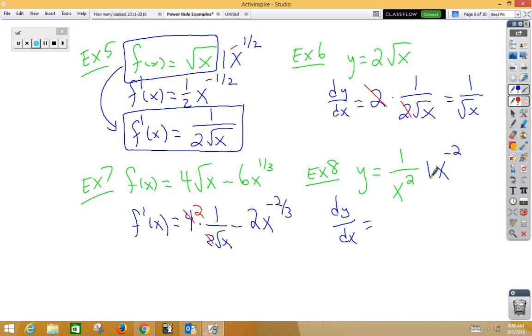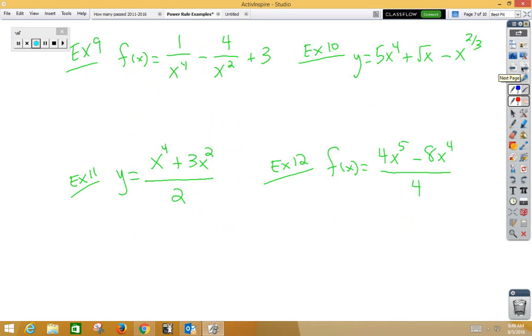In example 8, dy dx is equal to, let's think about this as x to the negative 2 power. If we stick a 1 out in front, we can multiply 1 times negative 2, so we get negative 2x to the negative 3, and we could bring that exponent down and make it positive.